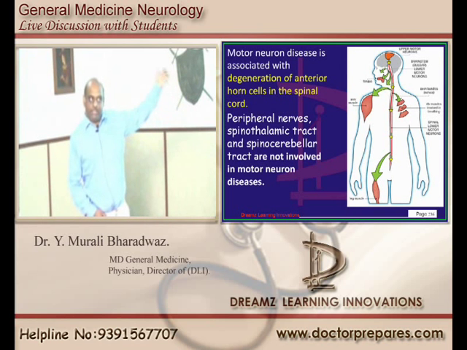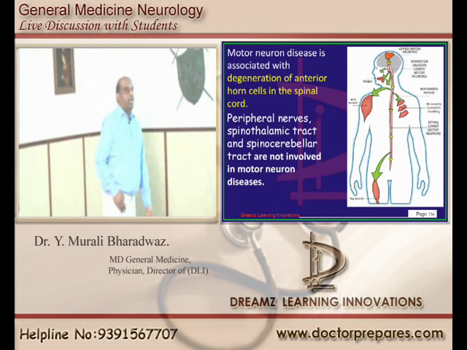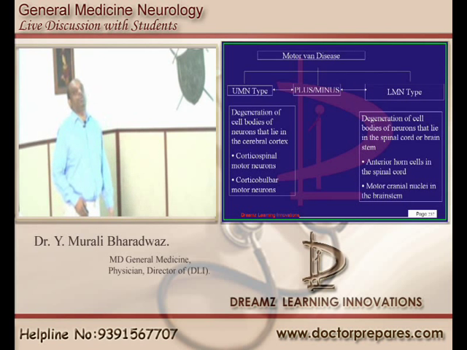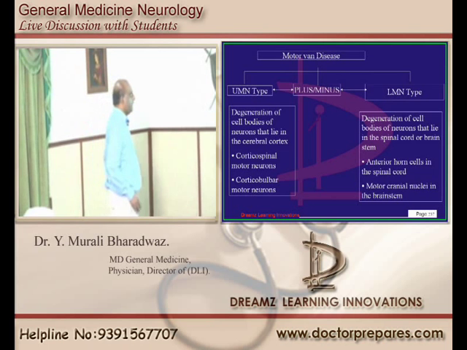But you have LMN features in the upper limb and UMN features in the lower limb, is what you need to basically understand. If both UMN and LMN are involved, you call the same condition amyotrophic lateral sclerosis. If UMN only is involved, you call it primary lateral sclerosis, and LMN only, you call it progressive spinal muscular atrophy, is the name which is being given.